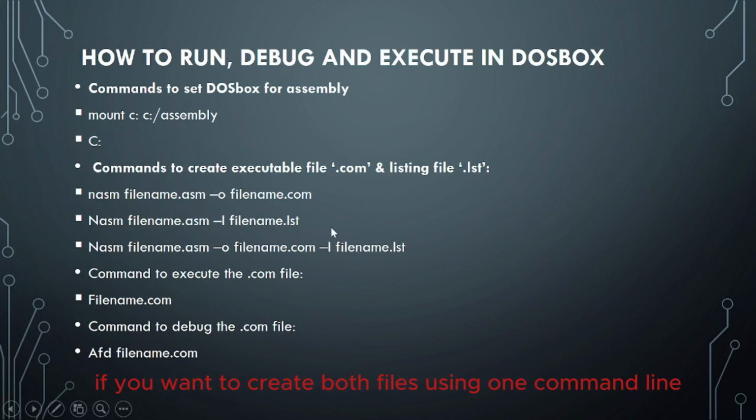If you want to create both files using one command line, then you can write nasm filename.asm -o filename.com -l filename.lst. If you want to execute the executable file, then you have to just write filename.com and press enter. If you want to debug the .com file, we will use the command aft filename.com.